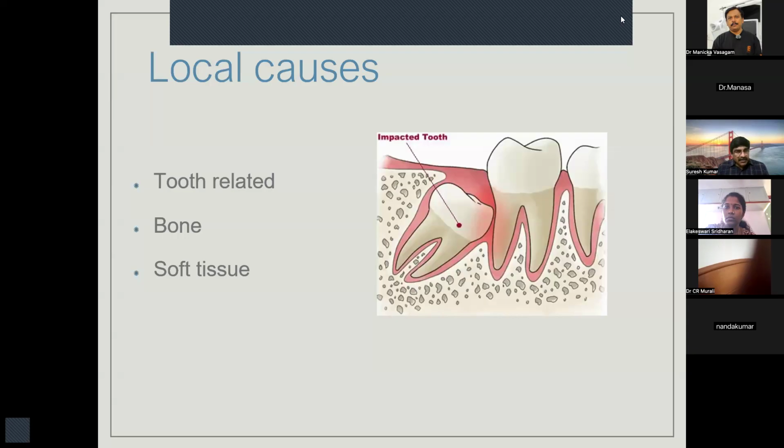Then, of course, we have local causes that can be related to the tooth, bone, or soft tissue. When you say tooth related local cause, the tooth can have abnormal configurations, like hypercementosed tooth, bulbous root, or dilacerated, very abnormally curved root.